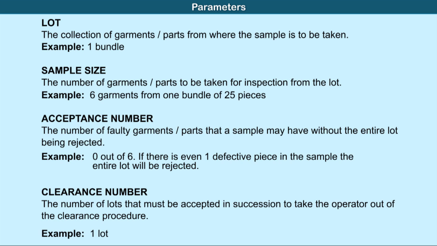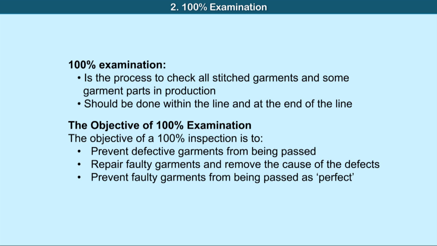Clearance number: the number of lots that must be accepted in succession to take the operator out of the clearance procedure, that is, one lot. 100% examination. 100% examination is the process to check all stitched garments and some garment parts in production. 100% examination should be done within the line or at the end of the line.